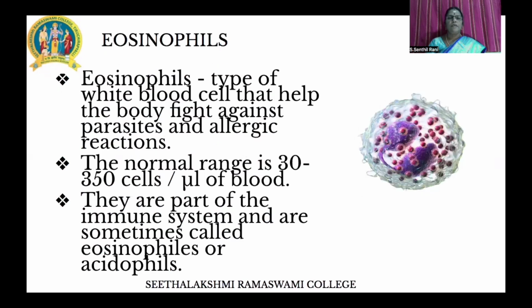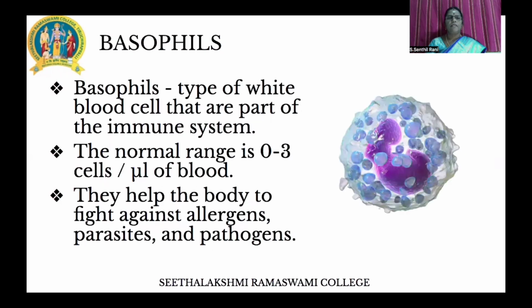Eosinophils. Eosinophils are a type of white blood cells that help the body fight against parasites and allergic reactions. The normal range is 30 to 350 cells per ml of blood. They are part of the immune system and are sometimes called eosinophils or acidophils.